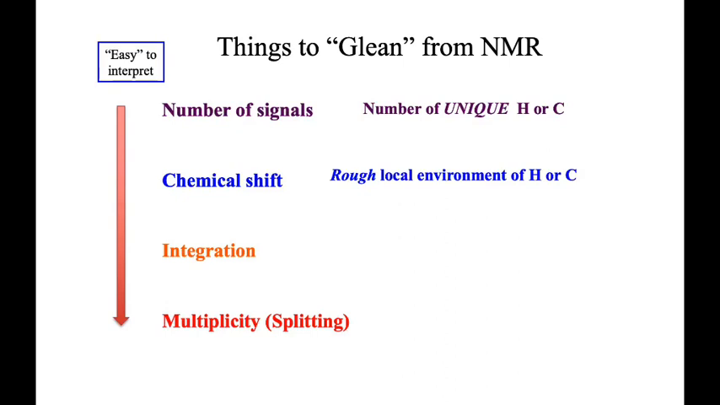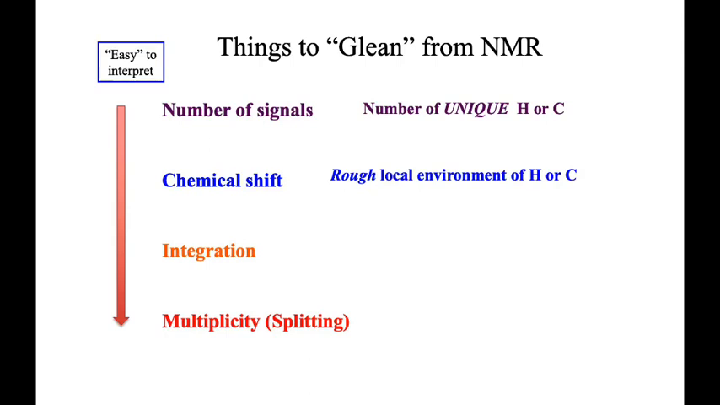The next one is chemical shift. This gets us our rough local environment. Okay? So when I take that hydrogen and I bond it next to a carbon, that's a slightly different chemical environment than bonded to an oxygen. That's my chemical shift. It gives me a ballpark idea of where my hydrogen is in the case of HNMR or my carbon is for carbon NMR.